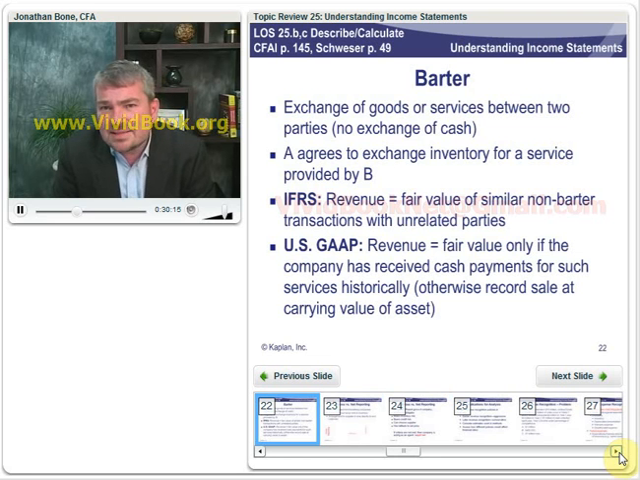Notice US GAAP is pretty similar. Notice revenue equals the fair value, but only if the company has sold these goods for cash in the past. If it hasn't, instead, the sale is recorded at the carrying value of the asset that's been exchanged.